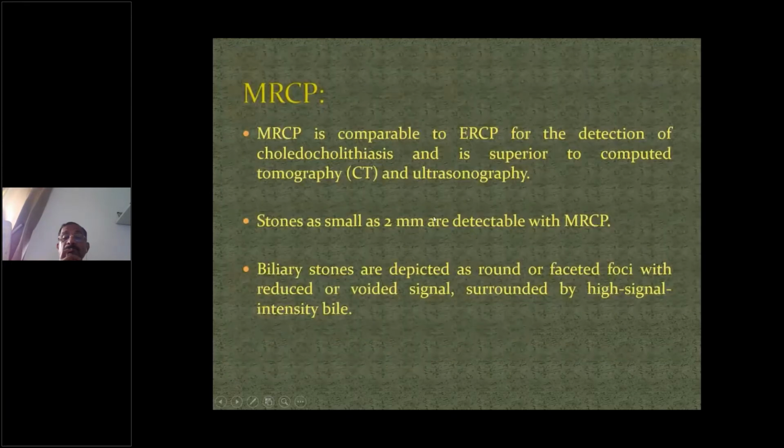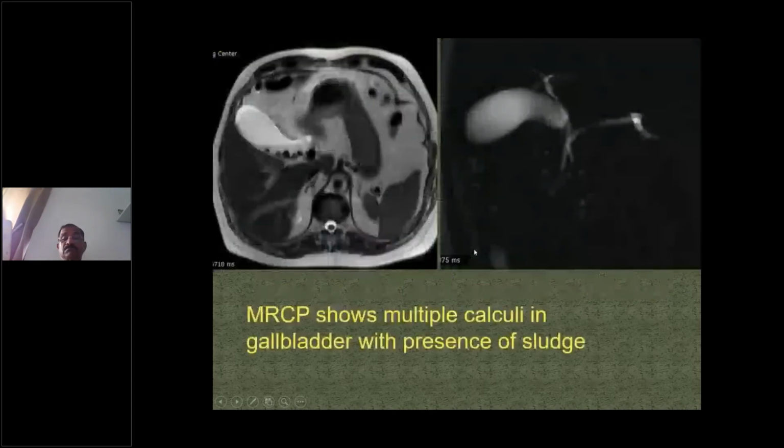So MRCP is comparable to ERCP for the detection of choledocholithiasis and superior to ultrasound and CT scan. Stones as small as 2 millimeters are detectable, and they are usually seen as a hypointense focus, like a signal void. They will appear black, surrounded by high signal intensity bile, which appears white. So these are different pictures showing MRCP.